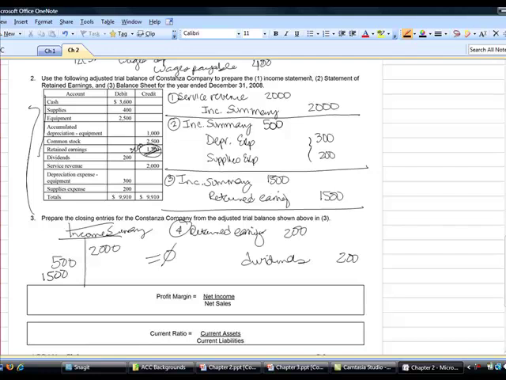Whoops. Oh my goodness, I don't know why it keeps doing that. It doesn't like whatever I'm pressing.